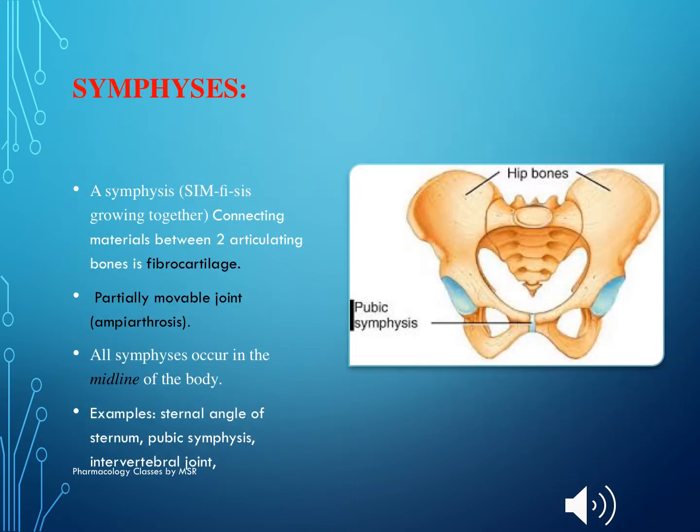The second type of cartilaginous joint is symphysis. Here the bones are joined together by fibrocartilage, and they provide partial movement, amphiarthrosis. Usually the symphysis occurs only in the midline of our body. If you take the midline of the body, you can see the sternum first, then the vertebral column, then the pubis. All these midline bones are held together by symphysis, by the fibrocartilage.